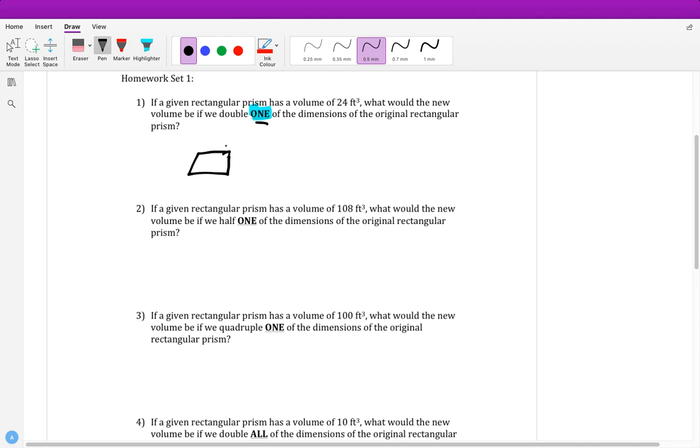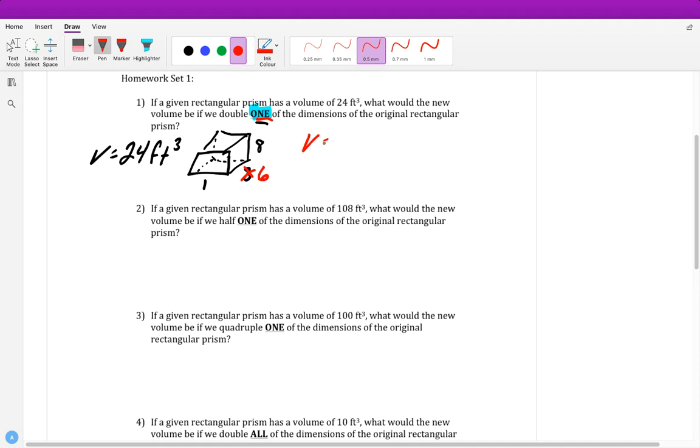So if I were to draw this figure for you, and I tell you that we have side lengths of 1, 3, and 8. All right, we would multiply this together and we would get that our volume is equal to 24 feet cubed because 1 times 3 times 8. Now, let's say I go ahead and I double this. And instead of this being a 3, I'm going to change this to a 6. So I doubled one dimension.